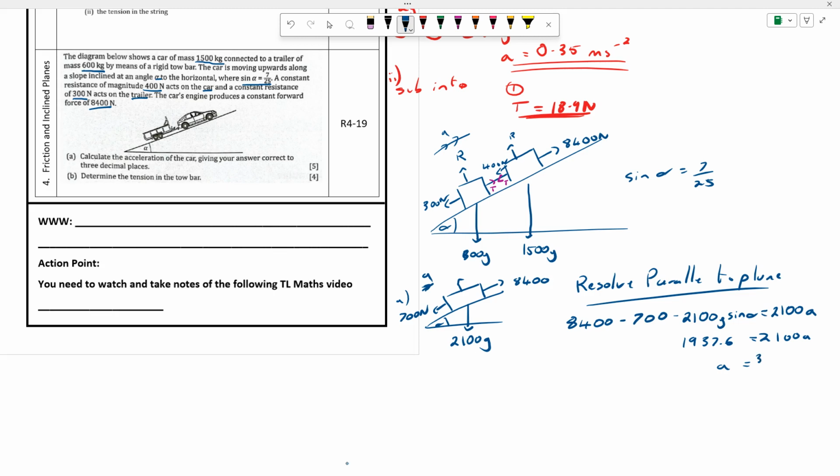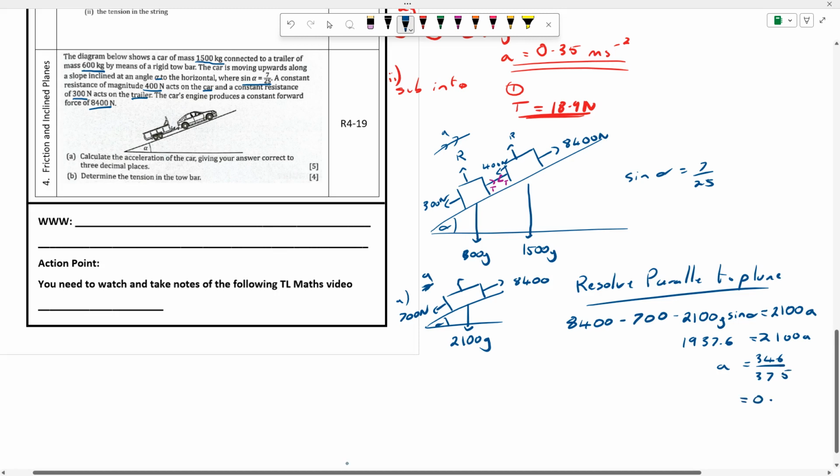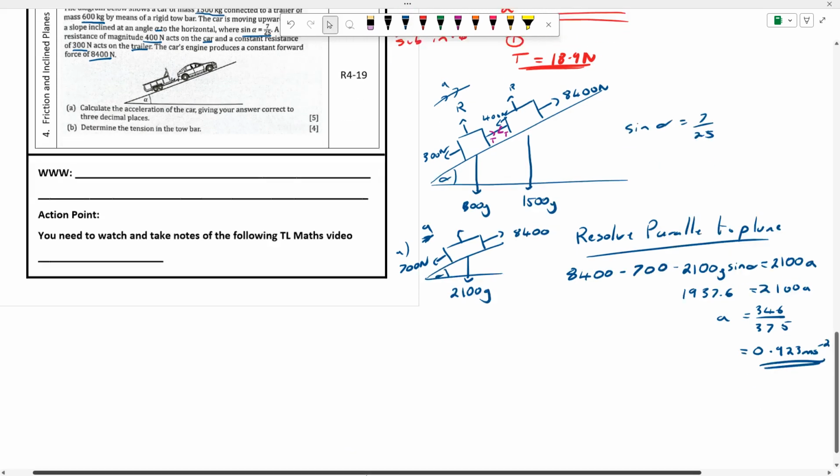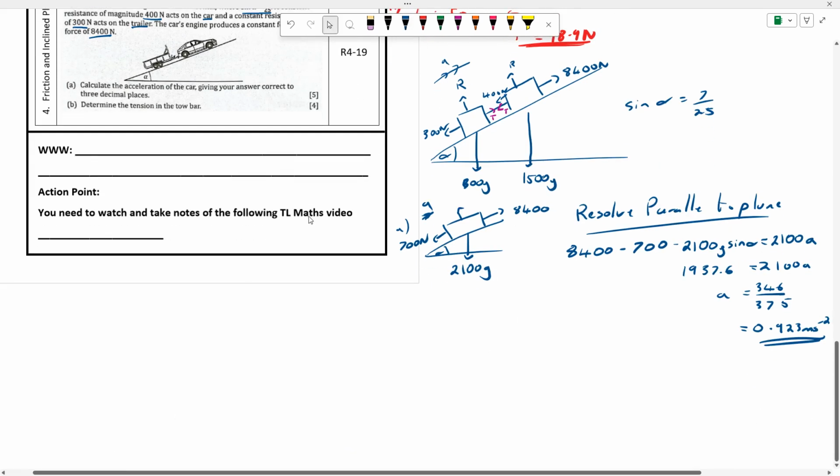It gives me not a nice fraction, but I'll write it down as a fraction first, again, because I'll probably need it in a moment. But as a decimal, corrected to 3 decimal places, it's 0.923 meters a second squared. Okay, so I looked at the whole system for this one.